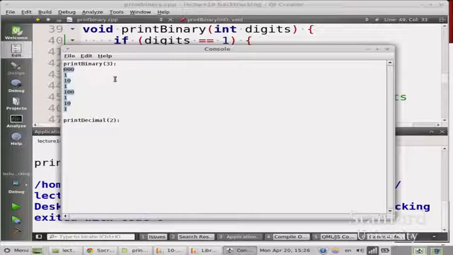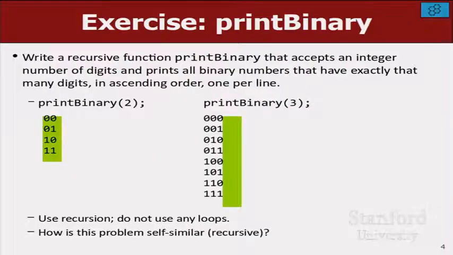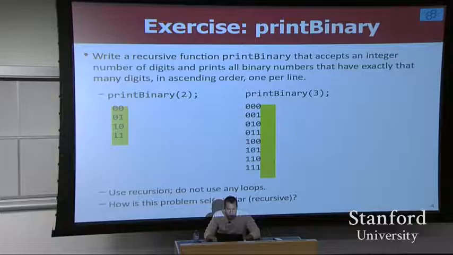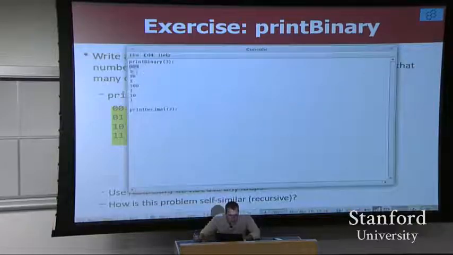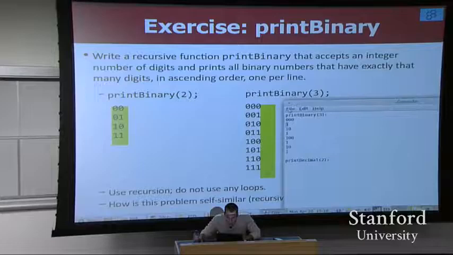Well, that's not quite right. I mean, we printed 0, 0, 0, and that's the first line of the output I want. And then I want 0, 0, 1. And what we actually print is 1. And then I want 0, 1, 0, but we only print 1, 0.